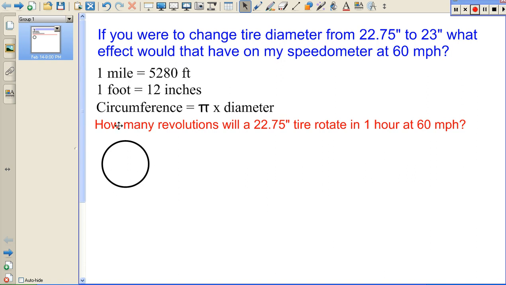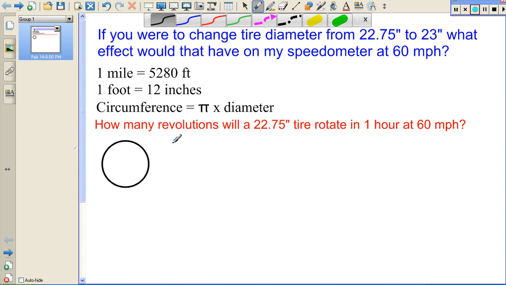What we're going to do is we're going to start with this question. How many revolutions will this tire rotate, the smaller tire, in 1 hour at 60 miles per hour? So let's start with saying, well, how many inches will they travel in 1 hour at 60 miles per hour? So let's figure that out.